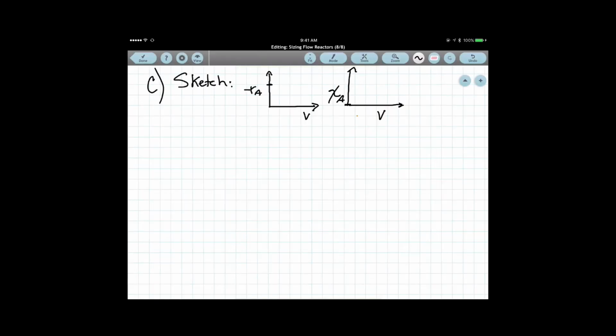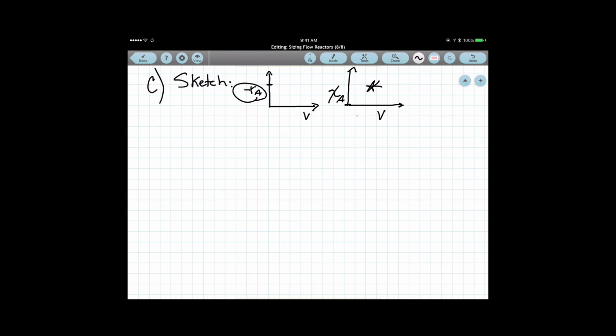Okay, so for this part C, they ask us to sketch the profile of the rate of consumption of A and the conversion down the length of the reactor. So that means that they're asking us for two graphs. So we're going to focus our attention on collecting this data in terms of conversion. But if you get the volume for that conversion, you already have the rate of reaction on the data set. So what we're going to do is focus on that.